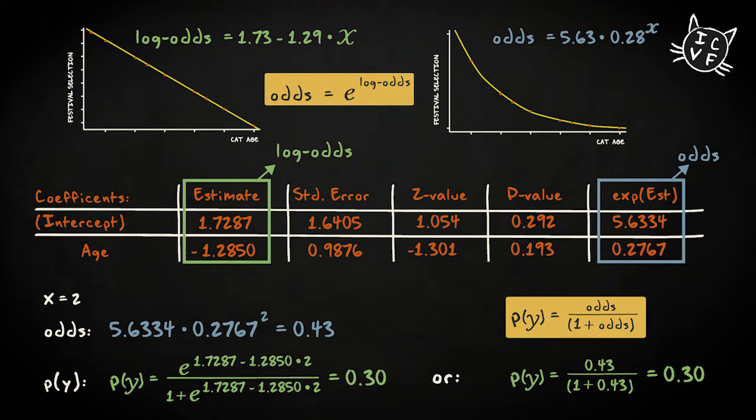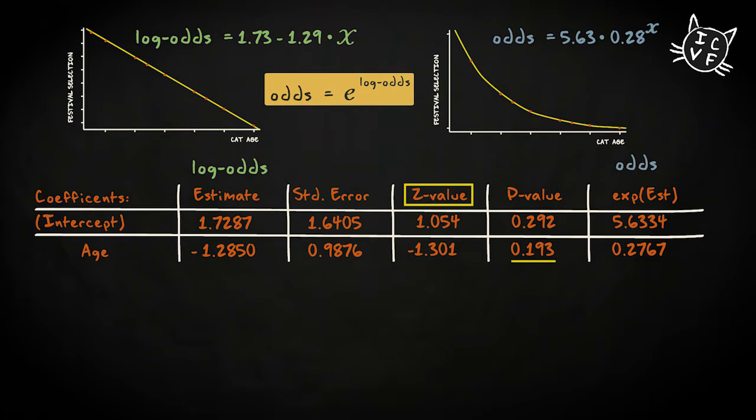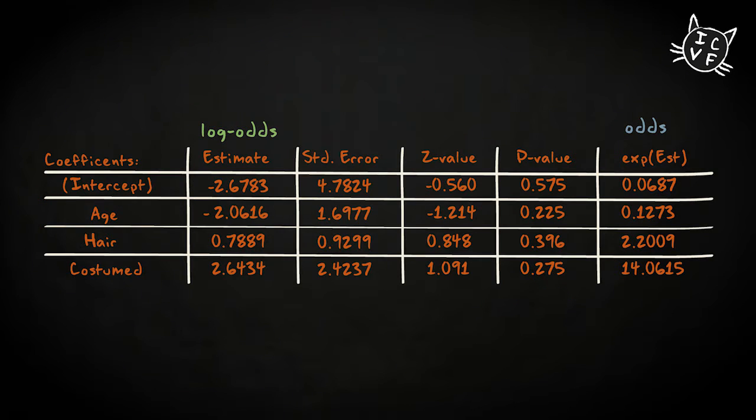The other output includes the standard error, z-test statistic, and the p-value. The test statistic is a z-value, not a t-value, since we're modeling proportions, not means of a continuous variable. The interpretation of the test statistic and p-value is the same as in linear regression. The relation between cat age and festival selection is not significant here. We can add quantitative predictors and binary indicator or dummy variables, just like in linear multiple regression. As you can see here, adding the predictor hairiness and the indicator costume doesn't help. None of the predictors are significantly related with festival selection, while controlling for the other predictors.